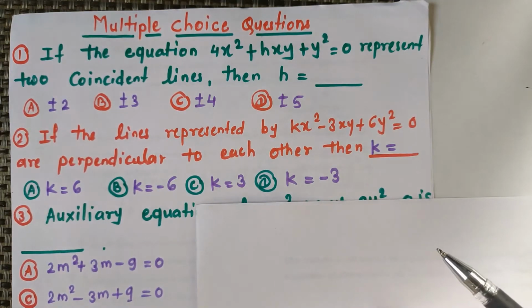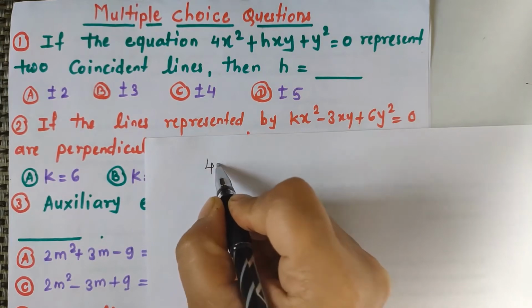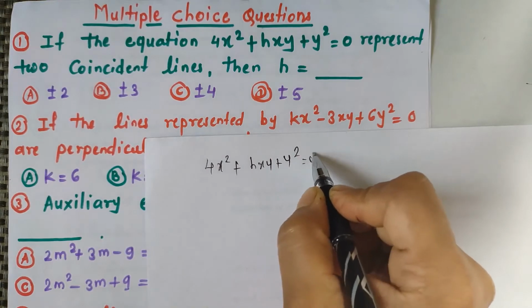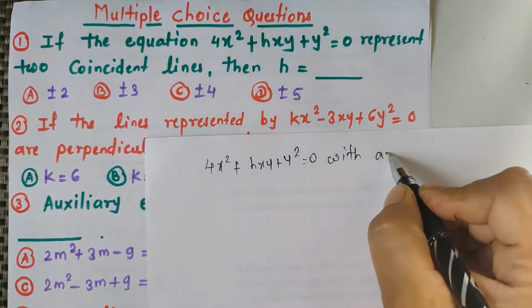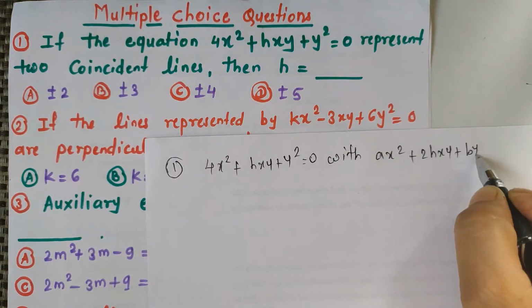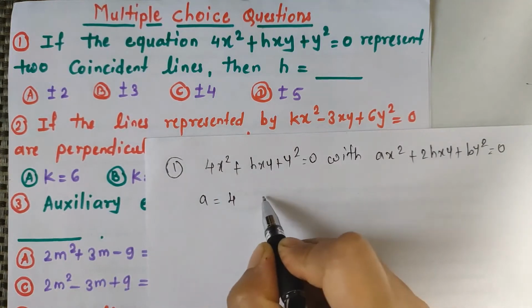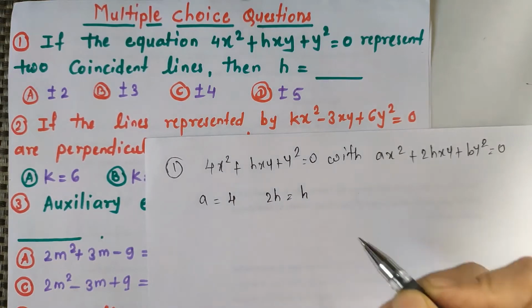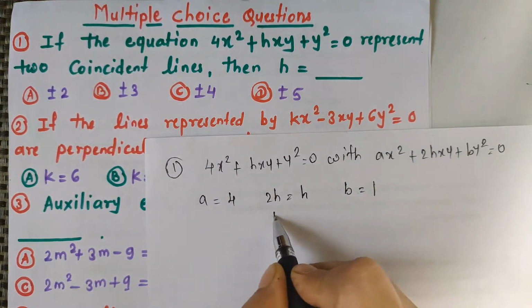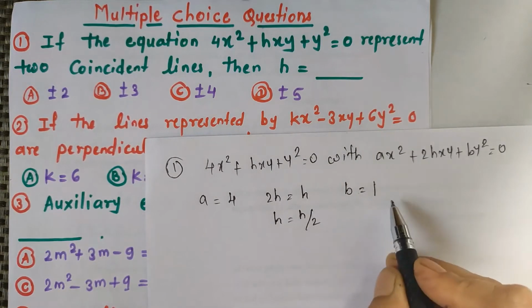So first compare the given equation with the homogeneous equation of degree 2, that is, comparing this equation 4x square plus hxy plus y square is equal to 0 with ax square plus 2hxy plus by square is equal to 0. Then by comparing, here a is equal to 4, 2h is equal to h, and b is equal to 1. Here this h is equal to h by 2. a is equal to 4, b is equal to 1.